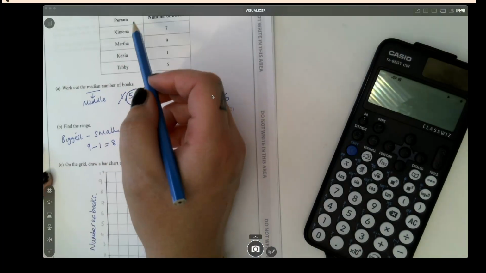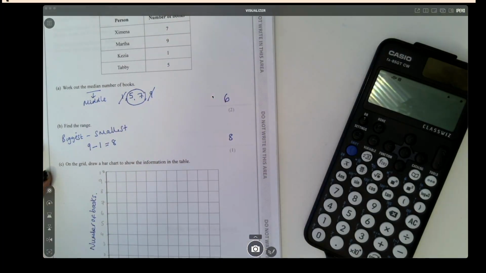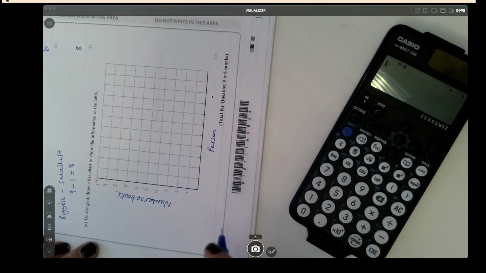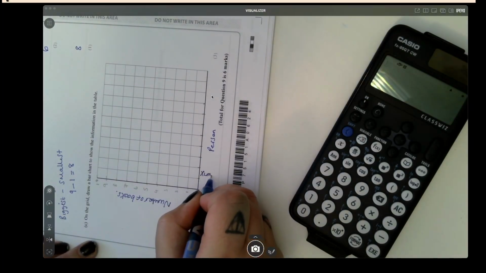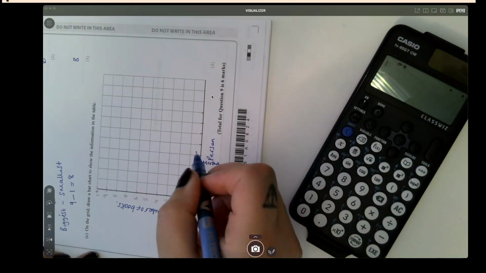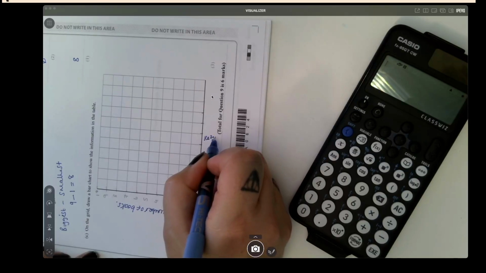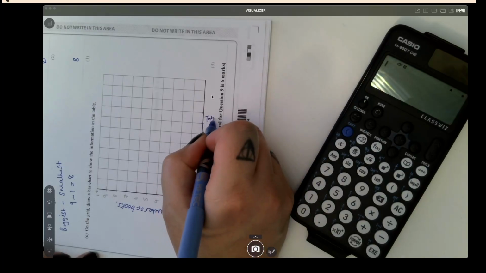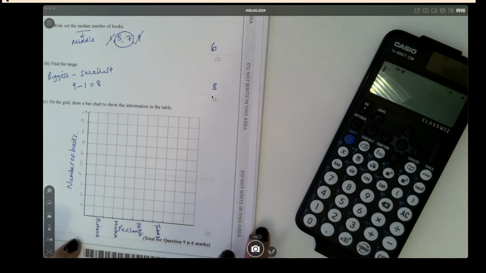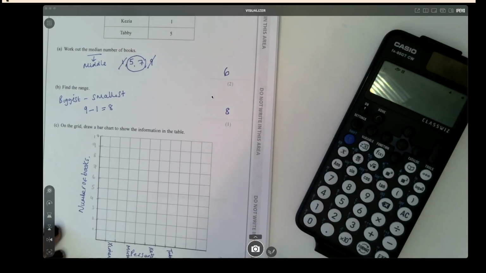And then along the bottom we're going to have these people. So we've got 4 people. So if I put 1 person there, 1 person there, 1 person there, and 1 person there. So that's that person, that's Martha, Kezia, and then Tabby. And what you'll notice is I've planned where they're going to go so that I can leave an equal gap between. You don't have to, but most of the time that's what you see.